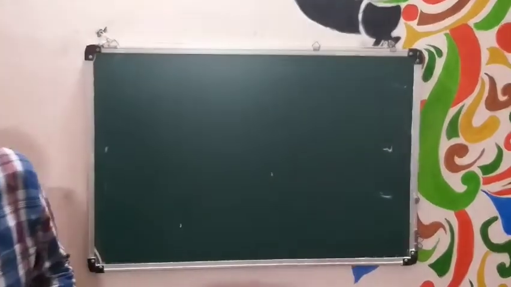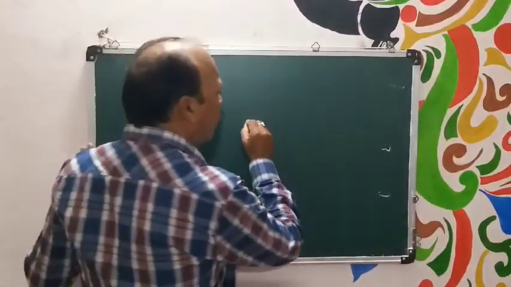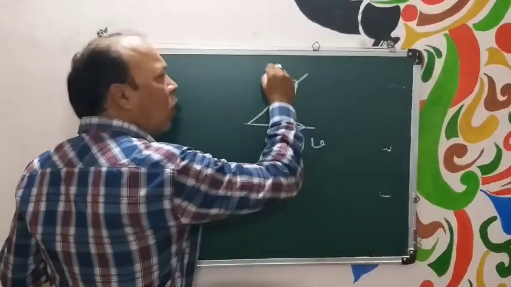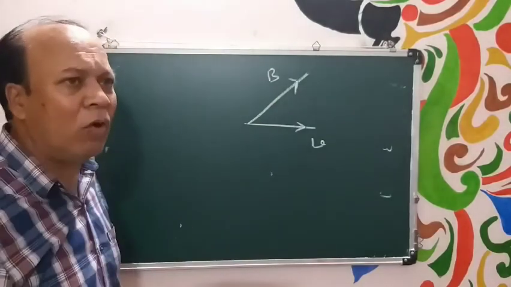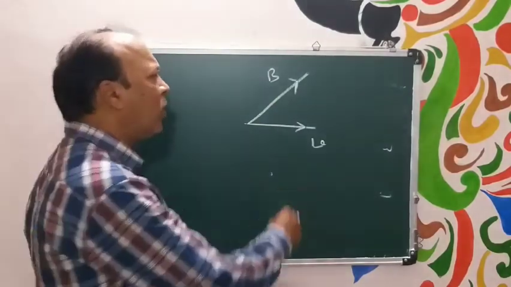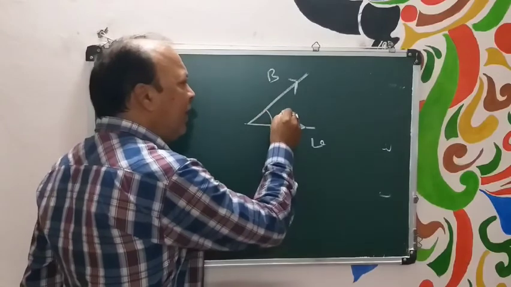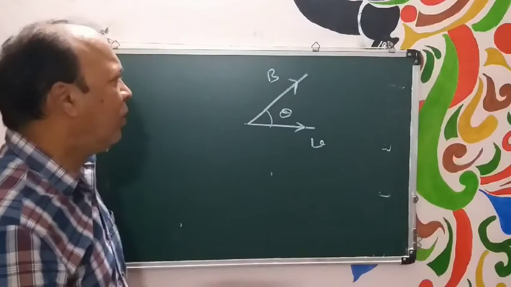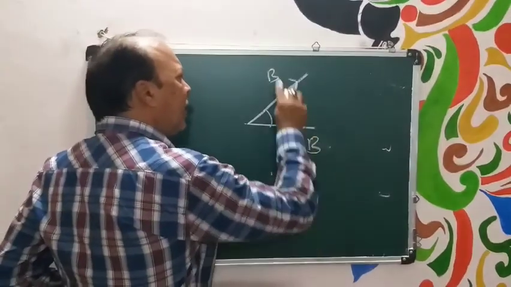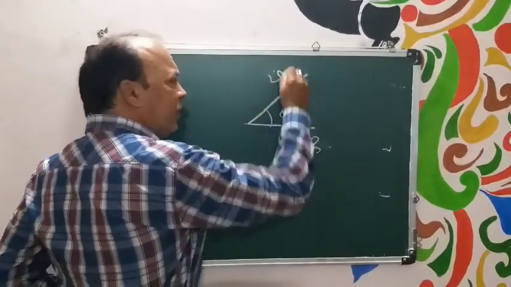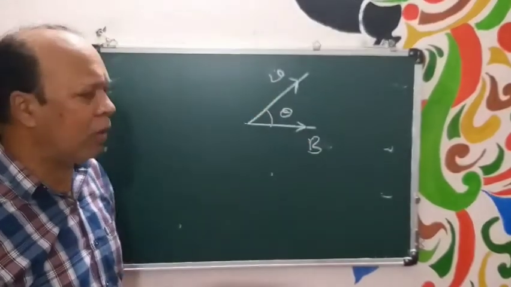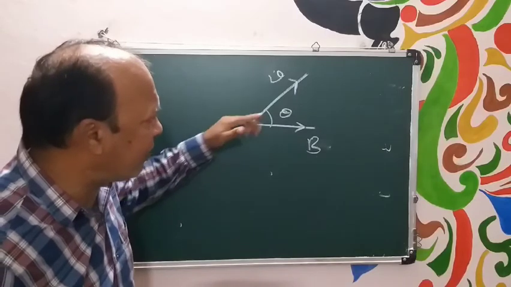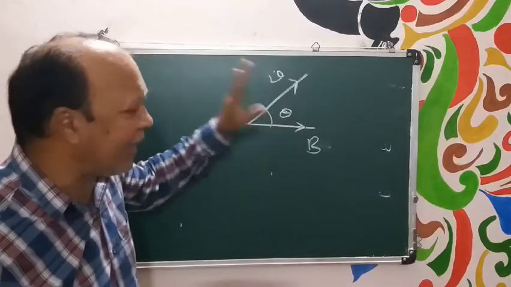Suppose, think of another case. Suppose this is the direction of B and V is now not normal to B. In the first case I had taken V normal to B, but now the angle between V and B is theta. Now in this case, the charged particle enters making an angle theta with the direction of B.